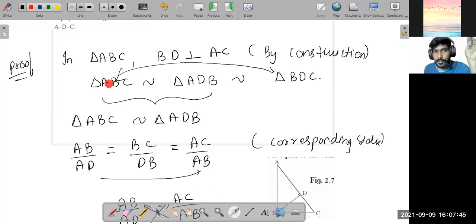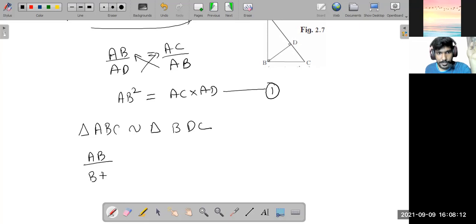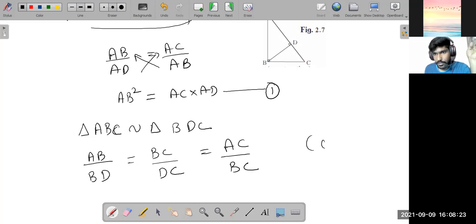See, ABC is the main triangle, the bigger one. So we are taking the main triangle similar to the upper one, and the main triangle similar to the lower one. So now let's say triangle ABC is similar to triangle BDC. The smaller one is BDC. Since they are similar, their corresponding sides will be in proportion. So you have AB upon BD equal to BC upon DC equal to AC upon BC. These are the corresponding sides.